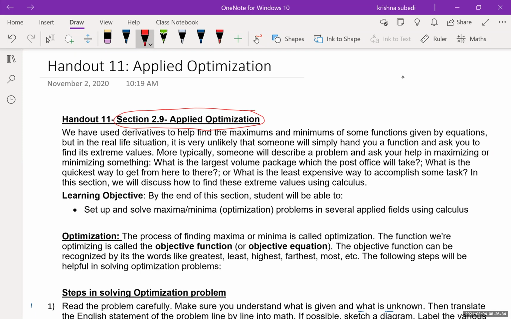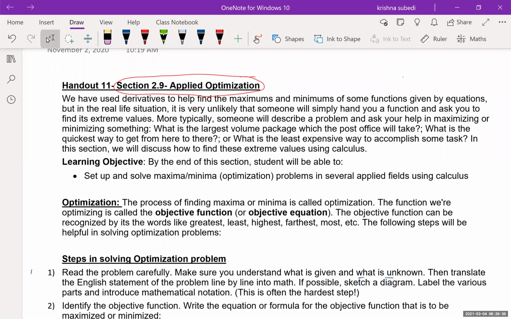So basically what we do is we change the given problem situation into a mathematical equation or function. We extract all the information given in the problem situation, and then we come up with some mathematical model, which we call functions or equations. And once we have the functions or equations, then we know how to find the maximum and minimum values. All right. Okay.